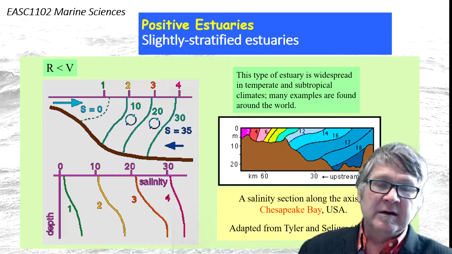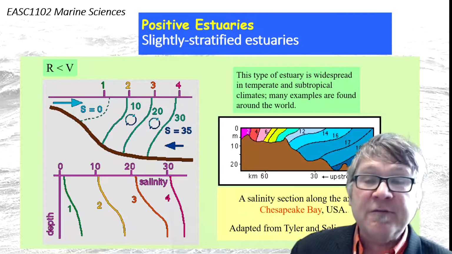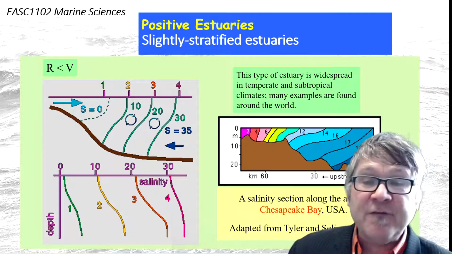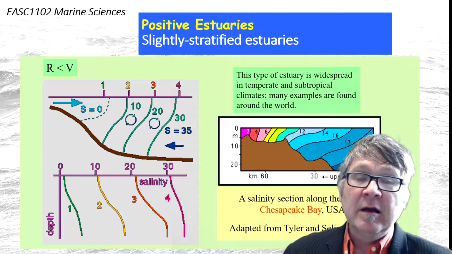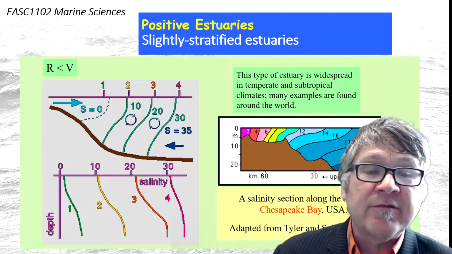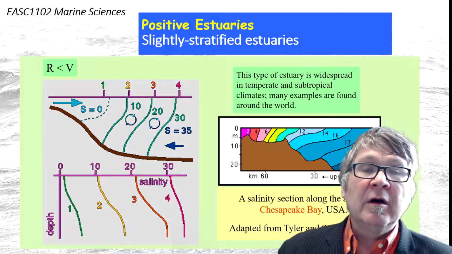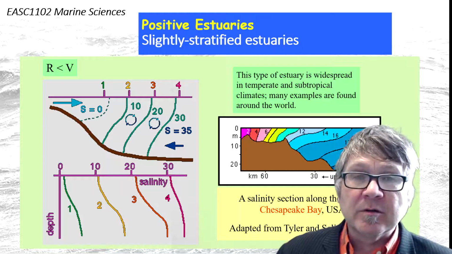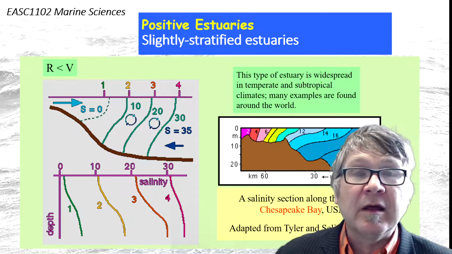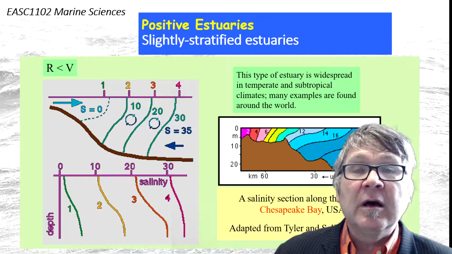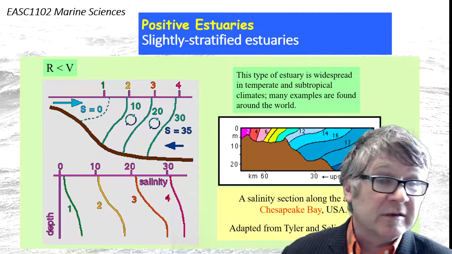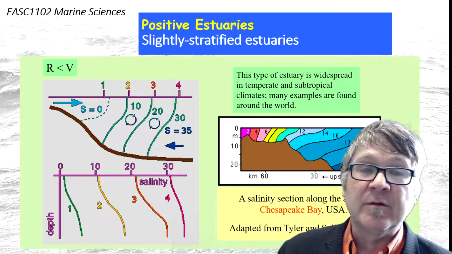You have an enhanced effect of tides, which lead to a mixing between the surface and the bottom layer. And in these situations, you have a relatively broad brackish water zone, a relatively broad zone across which salinity changes. And this is over more than 60 kilometers, all right?